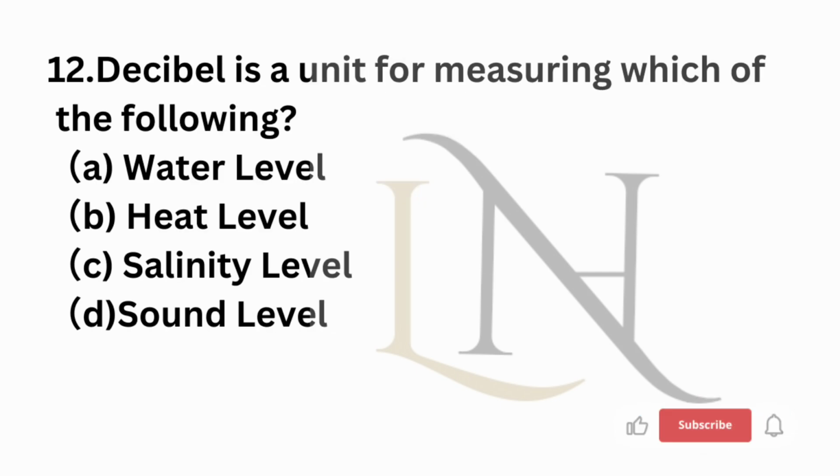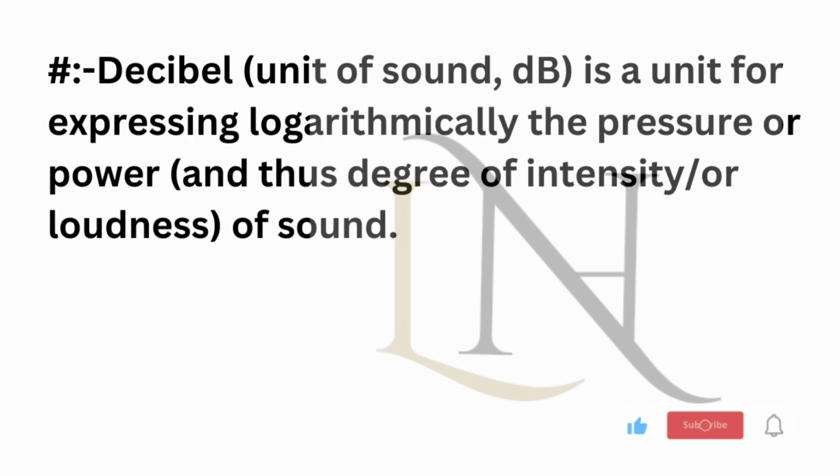Decibel is a unit for measuring which of the following? Option A, water level; option B, heat level; option C, salinity level; option D, sound level. Correct answer: option D, sound level. Decibel is a unit for expressing the pressure or power, and thus the degree of intensity, the loudness of sound. Move to the next question.